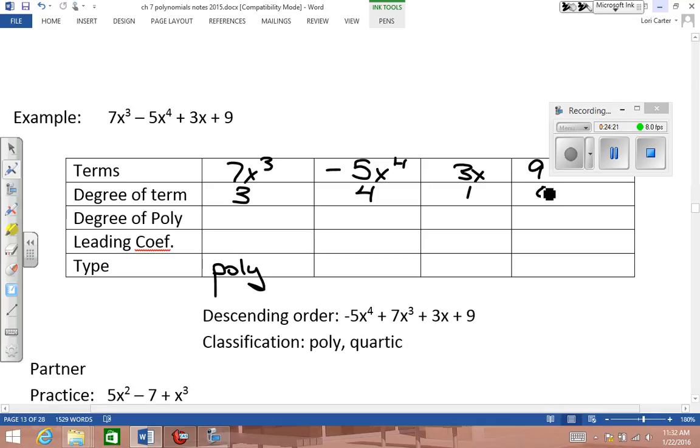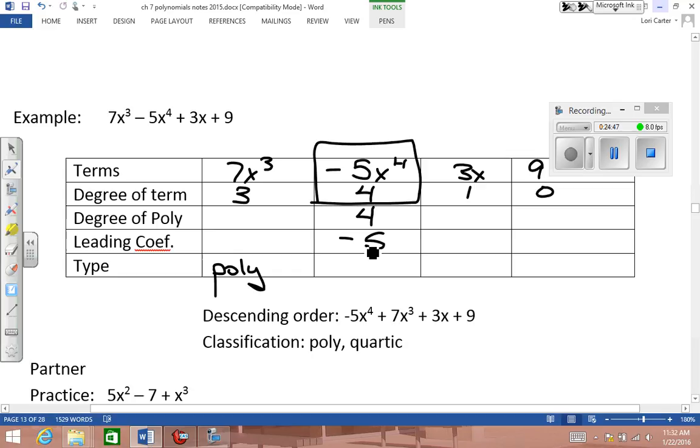Alright, looking at this again, what's the degree of a polynomial? 4. It's the highest one. So this guy is the important one right here, right? Yes. So I look at him for all my answers. So the degree of the polynomial is 4. What's the leading coefficient? Negative 5. Yes.